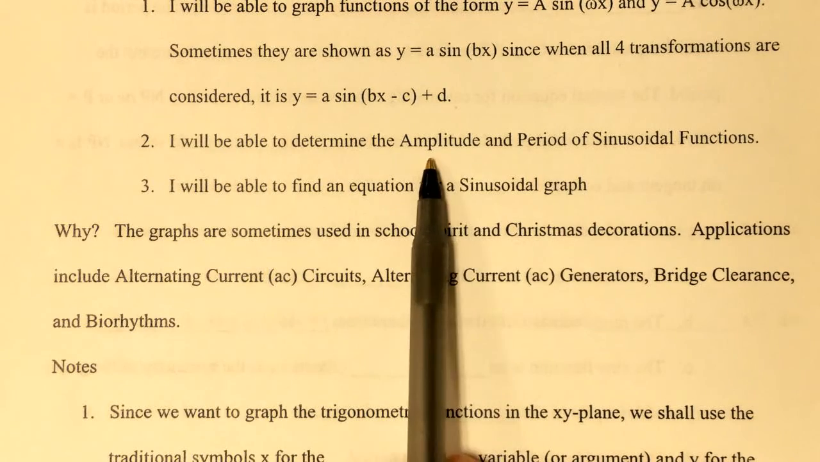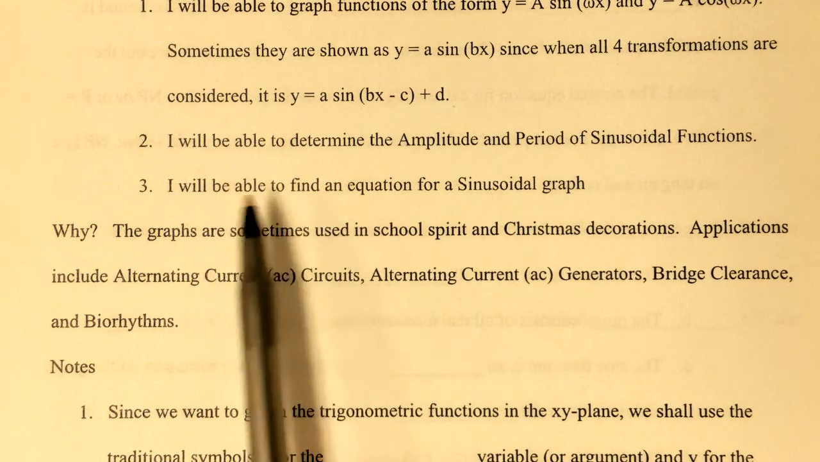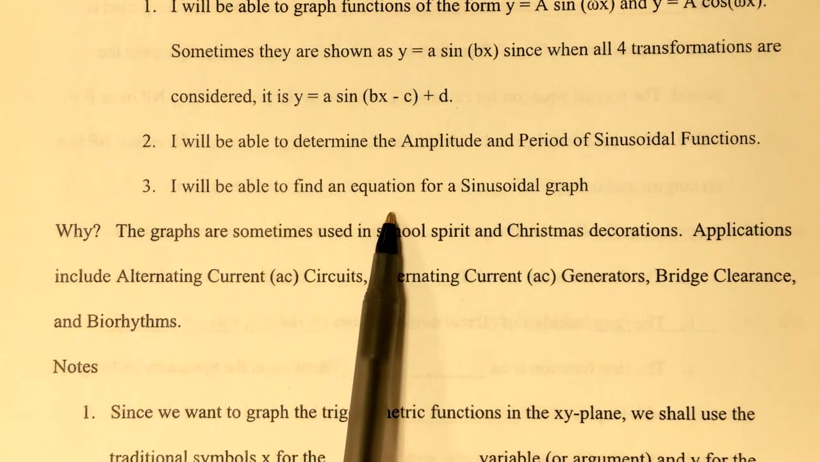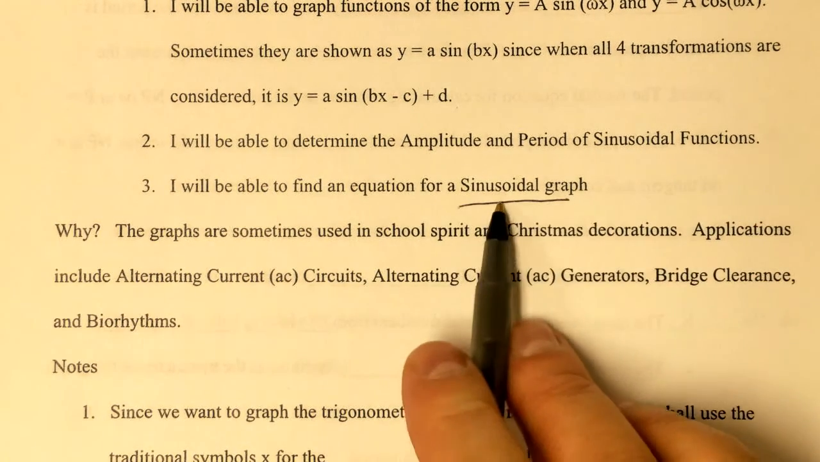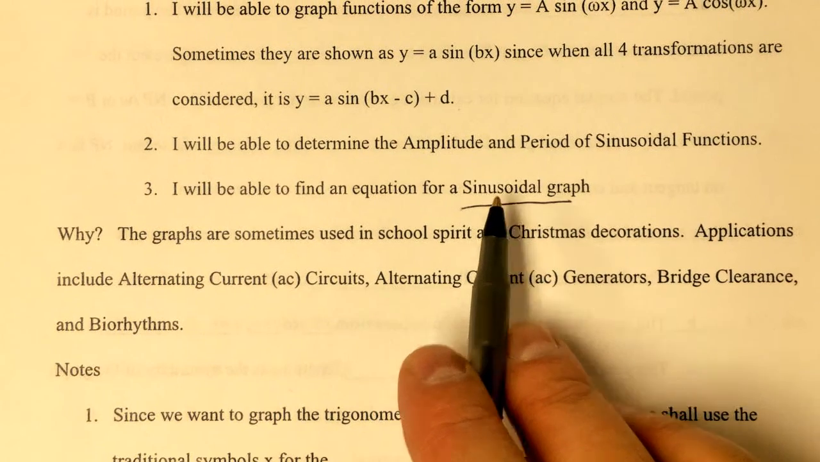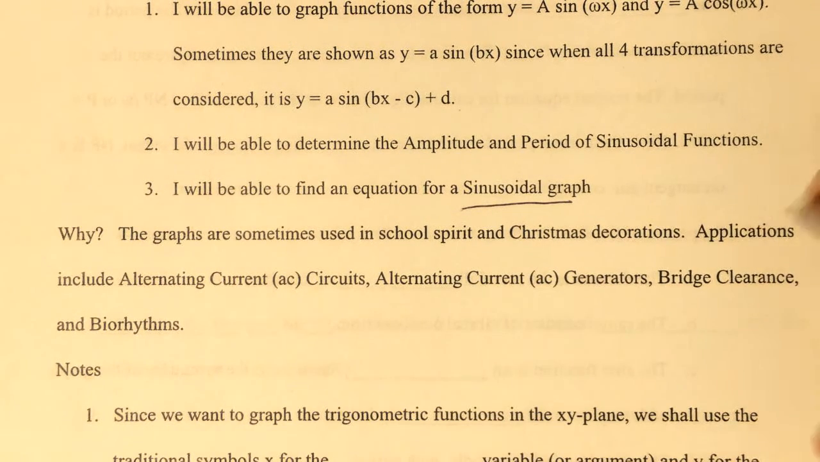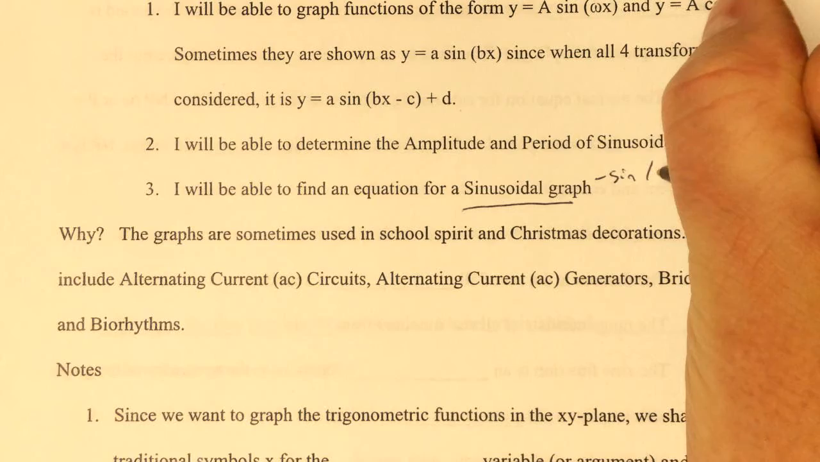Number 2, determine the amplitude and period, and be able to find your equation for the sinusoidal graph. That just means a sine or cosine graph. That's what sinusoidal means. It's a sine or cosine graph.